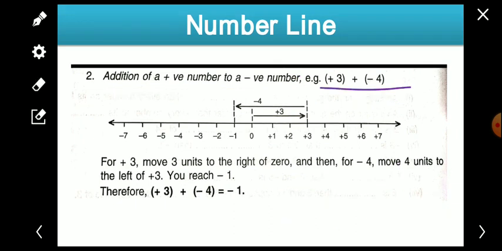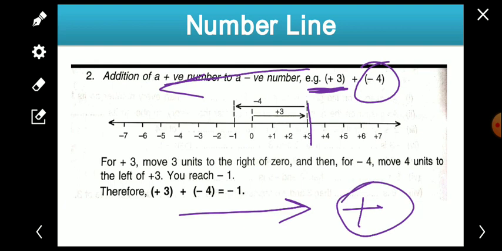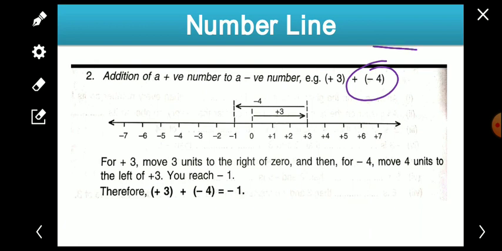One positive and one negative number is there. Then at first what will we do? This is the first number, plus 3, so at first we will move 3 units to the right of 0, because this is a positive number. How many units? 3 units, so we have reached 3. Now we have to add a negative number, so for the addition of the negative number we will move towards left. For a positive number we move towards right, and when we have to add a negative number we move towards left.